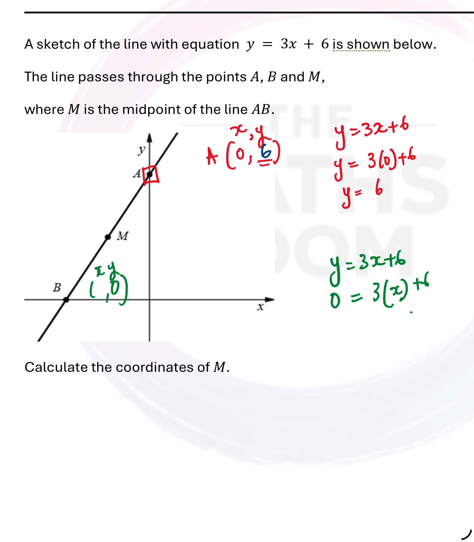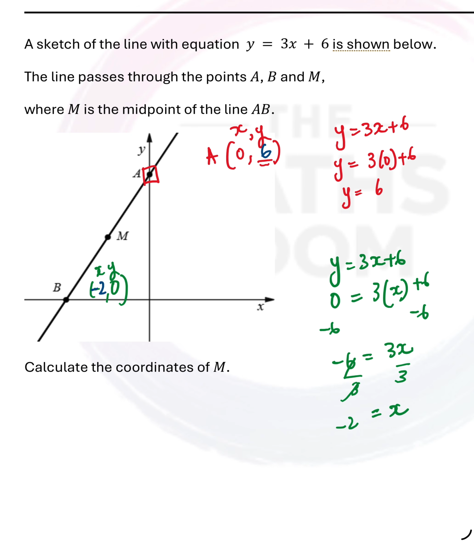So I'm going to take away 6 on both sides. I'm left with negative 6 equals 3x. Divide both sides by 3. I'm left with negative 2, which is the value of my x. So now that I have got both my x and my y intercept, now I can find the midpoint of the line.